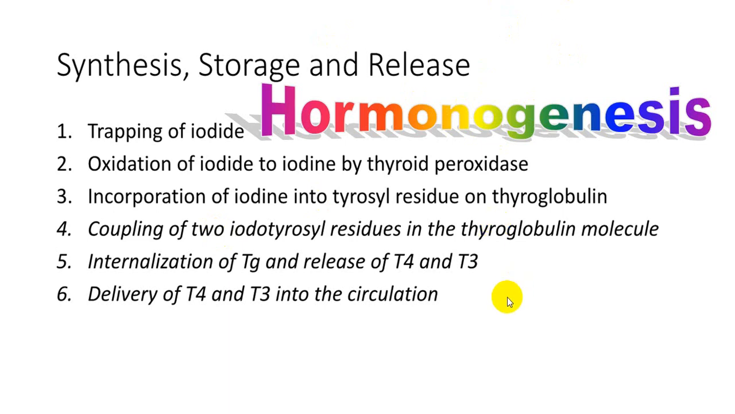One mono and one di combine to become T3, and two molecules of diiodotyrosine become T4. These will be released into the blood circulation on stimulus. So it remains combined with thyroglobulin till there is a stimulus, and then it is released into the bloodstream. That is T4 and T3, tetraiodothyronine and triiodothyronine.